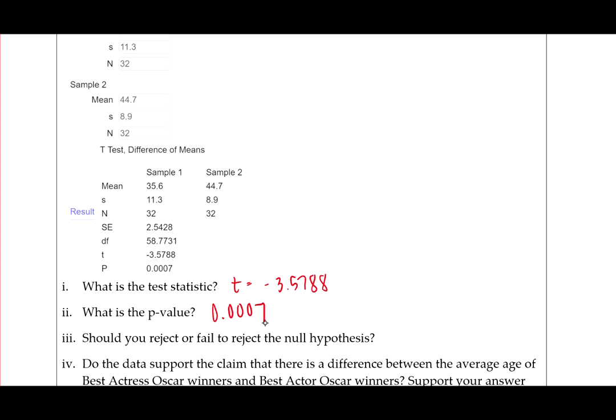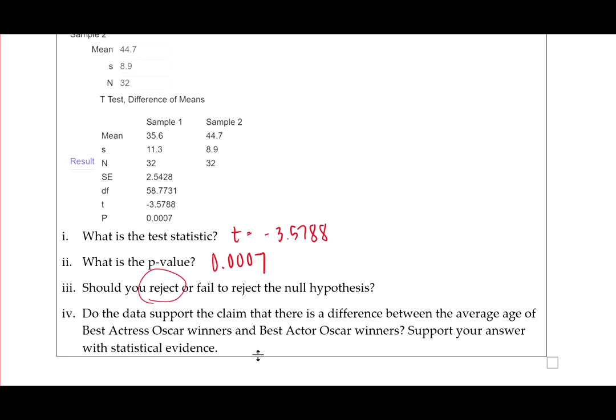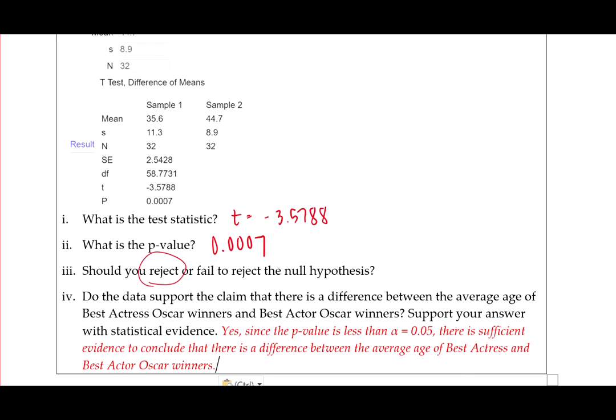0.0007. Recall that the significance level we were told to use was alpha equals 0.05. Since 0.0007 is less than 0.05, we will reject the null hypothesis. And we can answer our last question here, which is, do the data support the claim that there is a difference between the average age of Best Actress Oscar winners and Best Actor Oscar winners? Well, yes, since the p-value is less than 0.05, there is sufficient evidence to conclude that there is a difference between the average age of Best Actress and Best Actor Oscar winners.